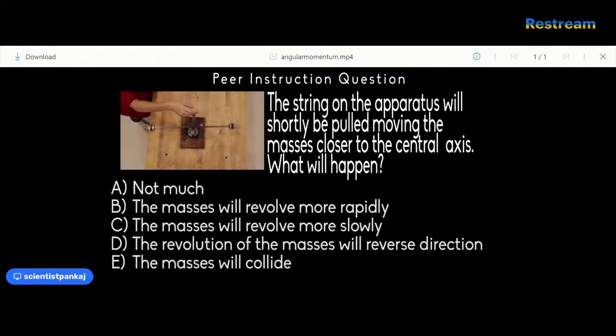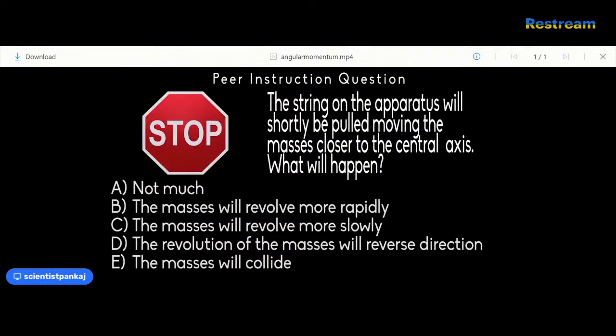Please record your vote on a piece of paper and explain why you chose your answer. Your instructor will now stop the video.